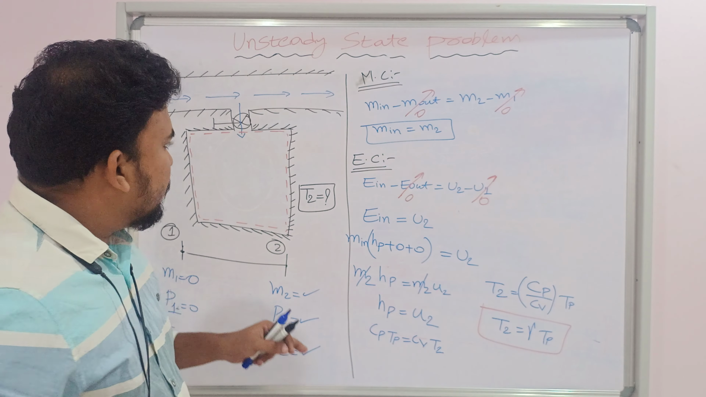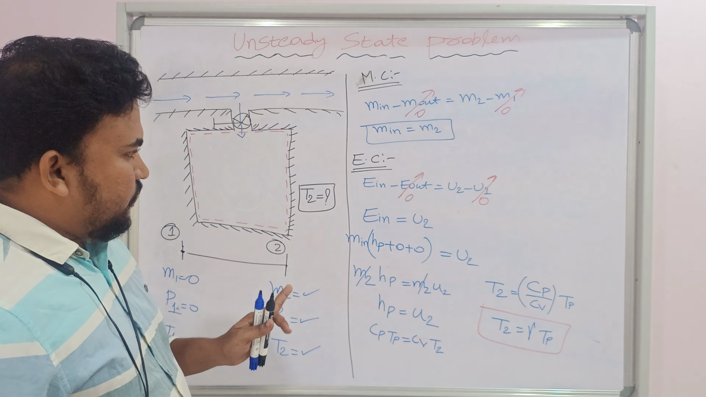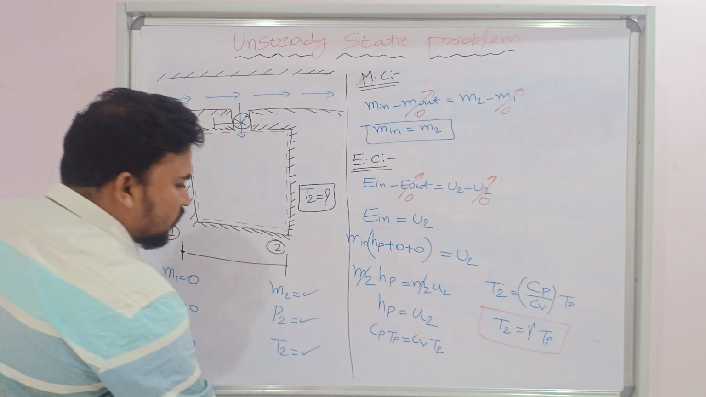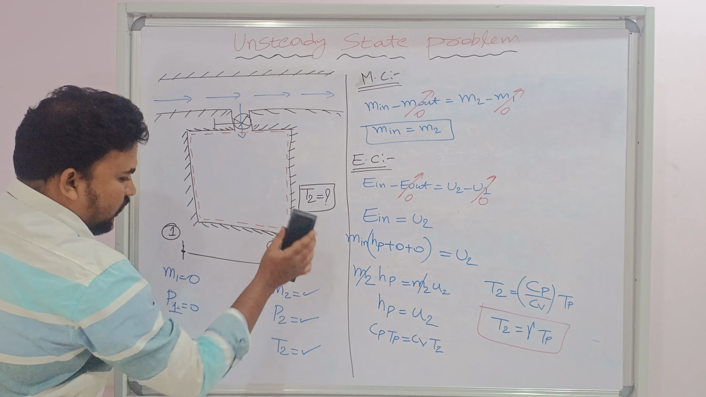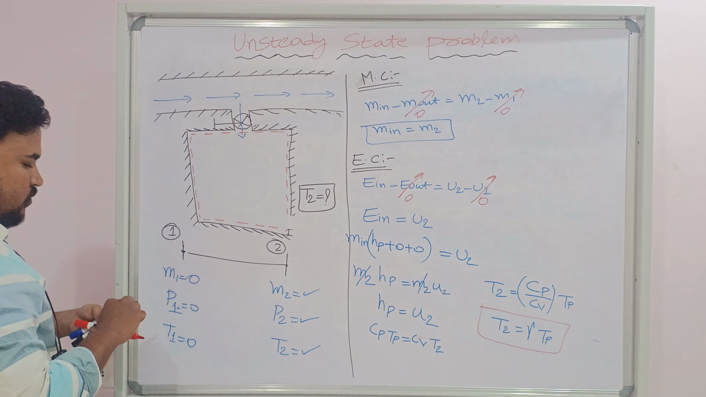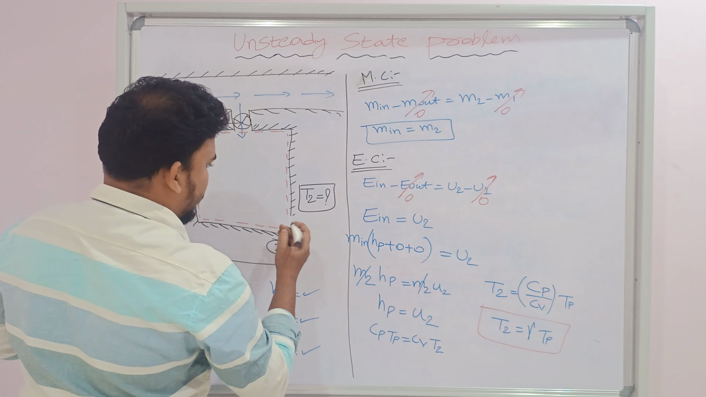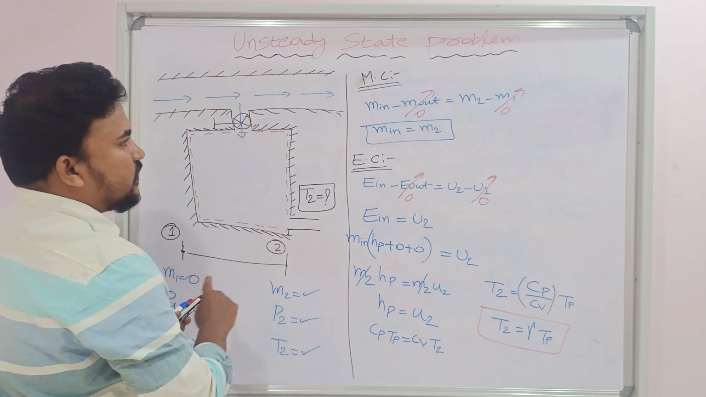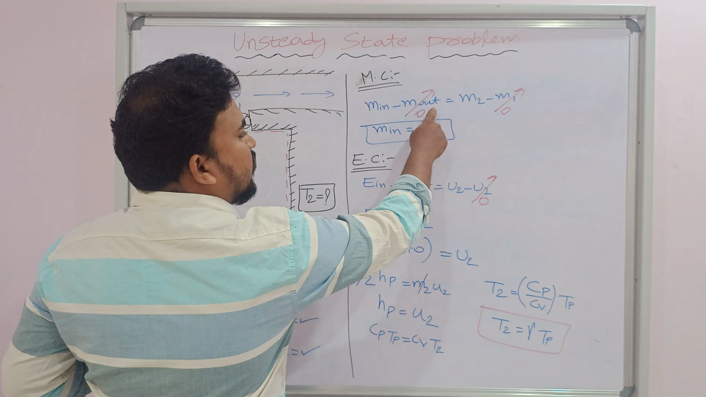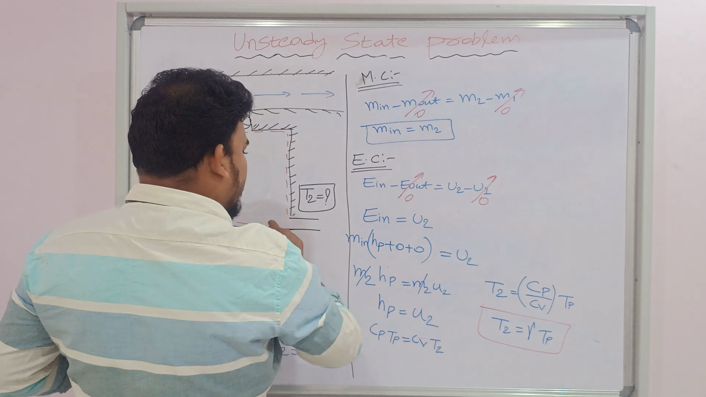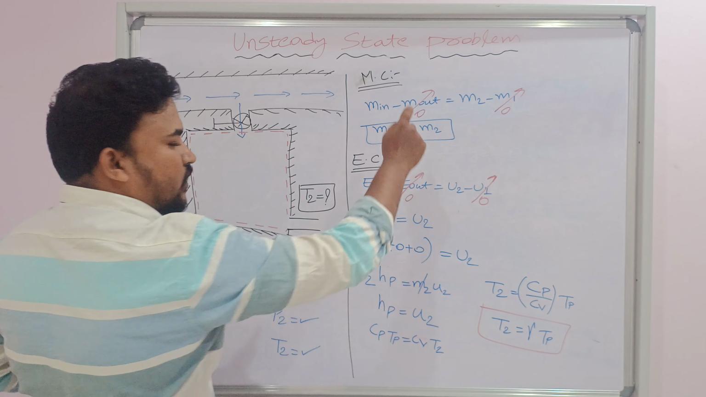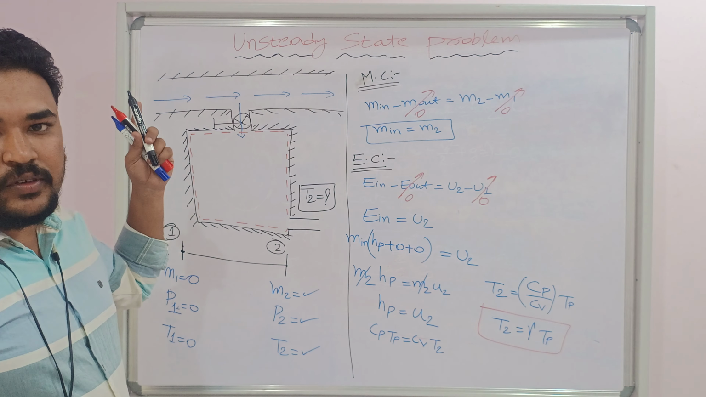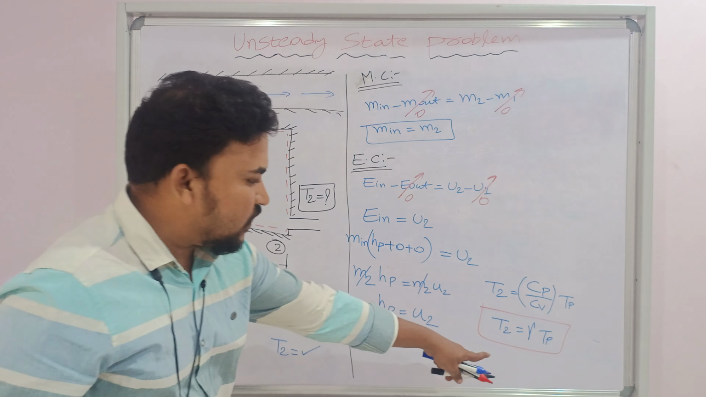This is an unsteady state problem. If I want to tell you one more thing, see, if there is an outlet also, and air is going out, then this term is not going to 0. This term will be there. How much M2 is going out, we need to find out using first principles, the ideal gas equation. This is the final value of T2.